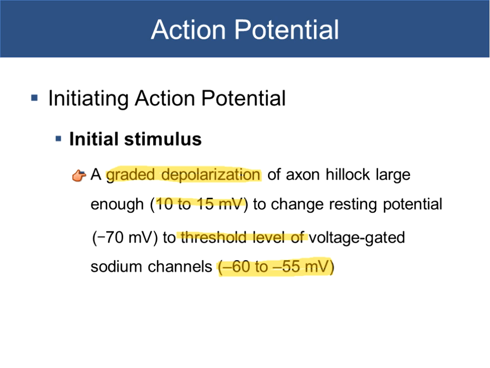Once we've reached threshold, that's kind of like squeezing the trigger on a gun. It's going to completely just take off. It's going to go all the way. We're going to generate an action potential. And your book used to give a really good example of no matter how much pressure you put on the trigger of a gun, if you put enough pressure on it to reach its threshold, that bullet's going to come out with the same velocity.